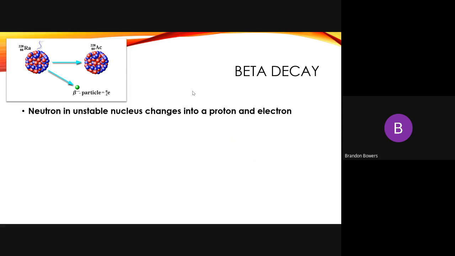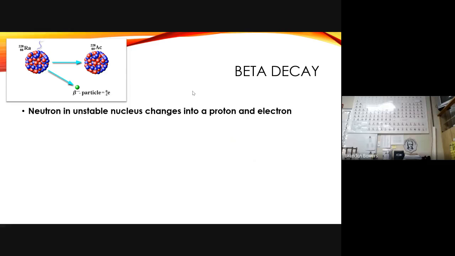Right. We got this. So if I start off with a 222 over 88 Ra, and it undergoes a beta decay, what is my final answer? Okay, so let's check this out. Remember, my arrow is like an equal sign, right? My arrow is an equal sign.